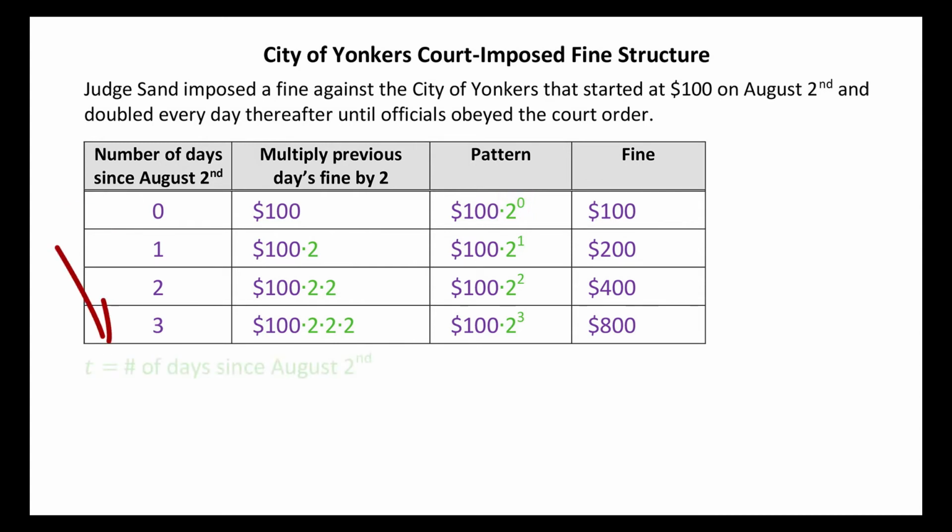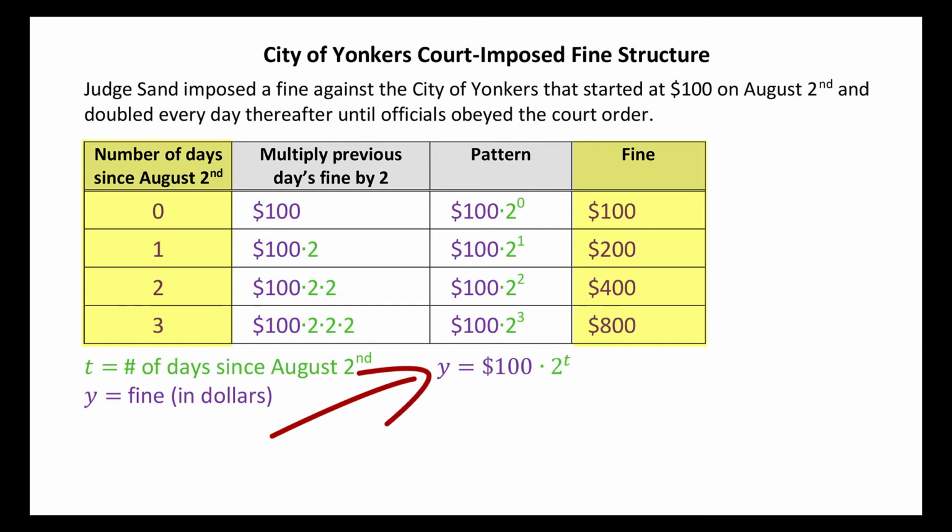If we let t equal the number of days since August 2nd, and we let y equal the fine in dollars, then the relationship between the number of days since August 2nd and the fine can be modeled by the function y equals $100 times 2 to the t, where t is the number of days since August 2nd. This is an exponential function, and we'll chat more about exponential functions when we return to the lesson.